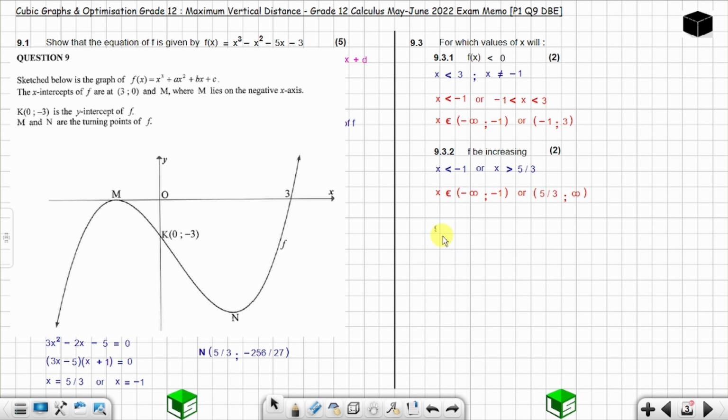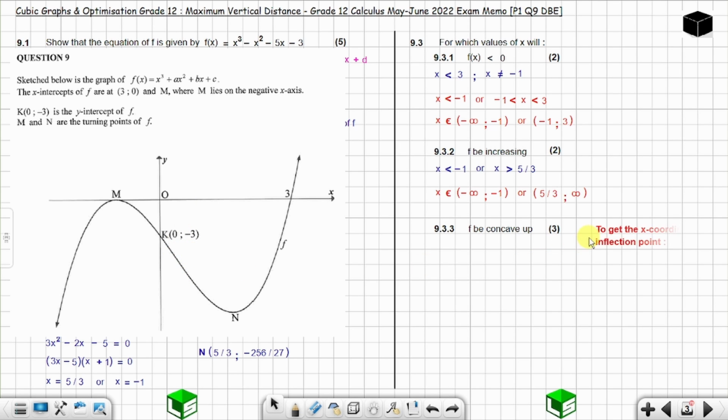Now 9.3.3, for which values of x will f be concave up? This question is 3 marks. You can see from there, up to this point somewhere there, the graph is concave down, and after that, the graph is concave up. So you don't know the point of inflection. You don't know the x-coordinate of the point of inflection. You need to get the x-coordinate of the point of inflection. You can get it like this.